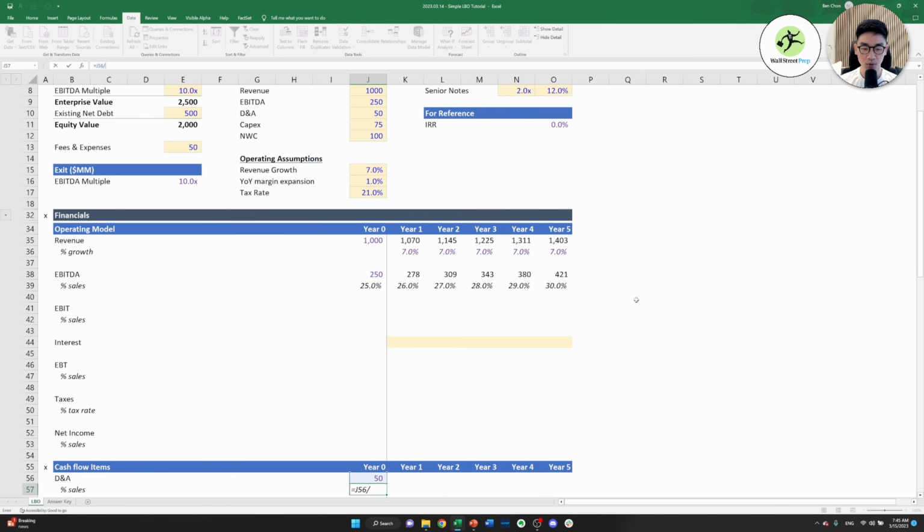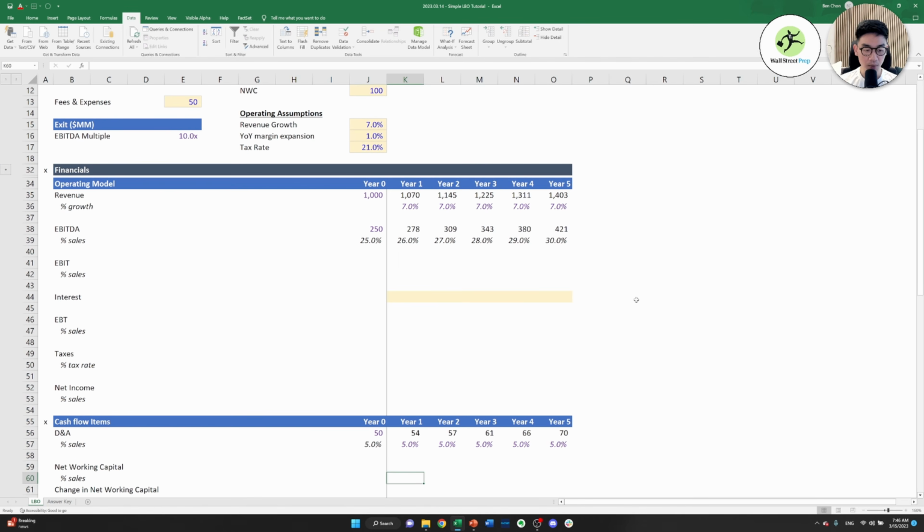And we're just using a simple percentage of sales. And so we can just copy this year 0 amount, and we're just going to use the same margin. Then for net working capital, we're also going to do a similar thing. We're going to see it as a percentage of sales. So we're linking up to the 100 here, dividing this by our sales. Then just going to make this the same as well and multiply this by our revenue.